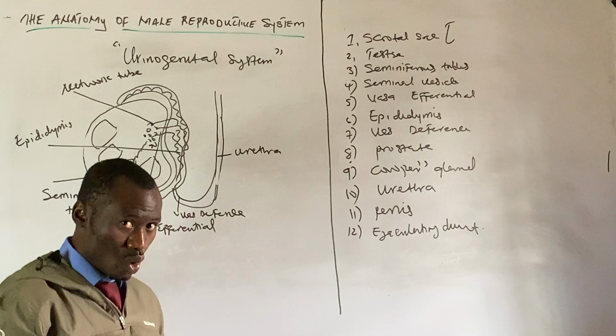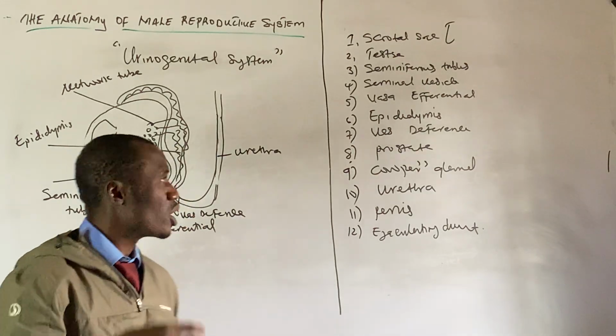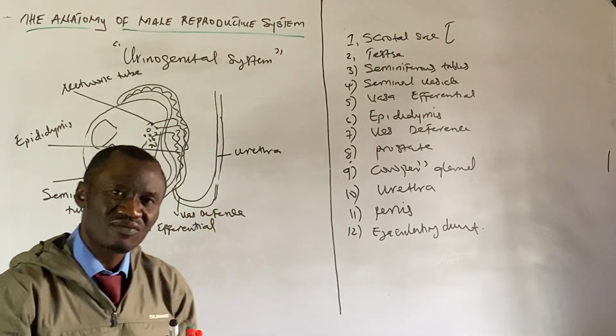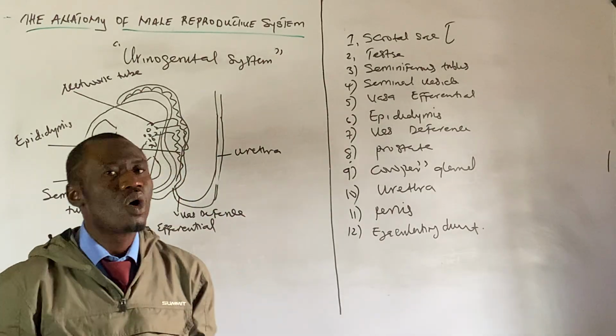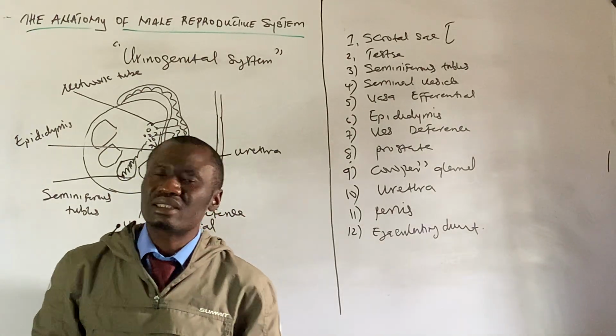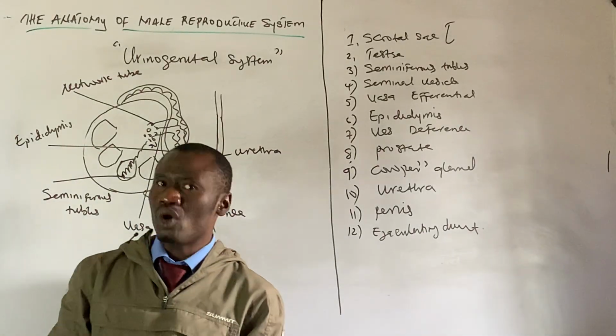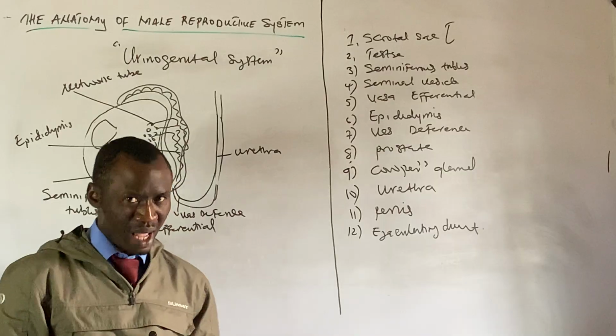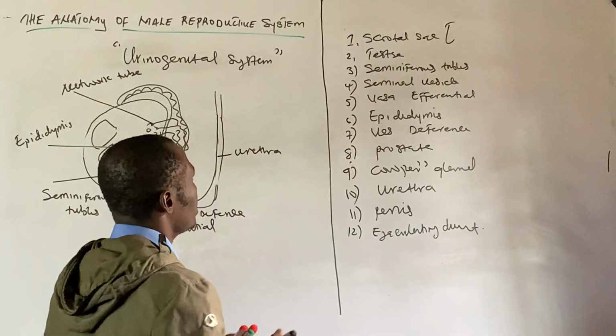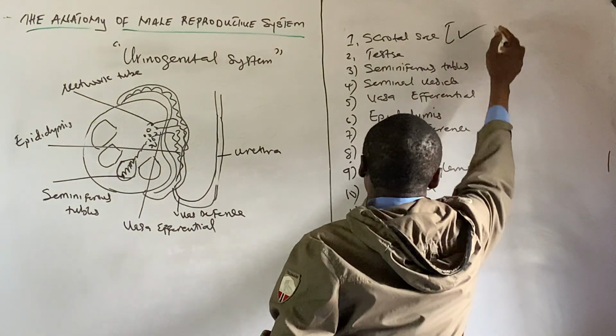The scrotal sac is found outside the abdominal cavity, so its temperature is lower by 2 to 3 degrees Celsius than normal body temperature. The reason it is placed there is so that it can have the maximum and suitable temperature for the production of sperm. Now let's move to the next one, which is the testis.